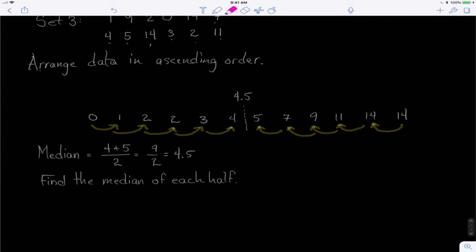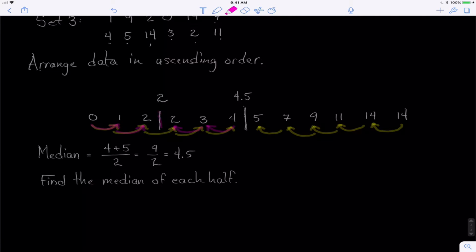When I look at my lower half, the data from 0 to 4, 0 is now my lowest, so I go up to 1. 4 is now my highest, so I go down to 3. Then we repeat. From 1 we come up to 2, from 3 we go down to 2. And there it is. The next median is between 2 and 2, so the median of the lower half is 2. We'll put these lines here to keep track.